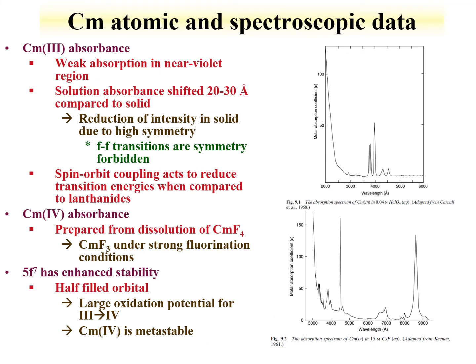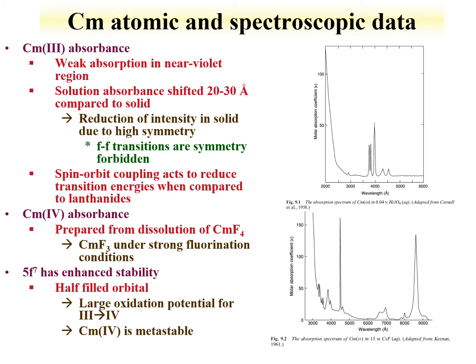The primary oxidation state of curium in solution is trivalent. The UV visible spectroscopy is shown here, where there are absorbances between 375 and 400 nanometers. These absorbances are very sharp. The peaks are sharp due to f to f transitions, and again, because of their f to f transitions, not only are these peaks sharp, but the molar absorptivity is relatively low.